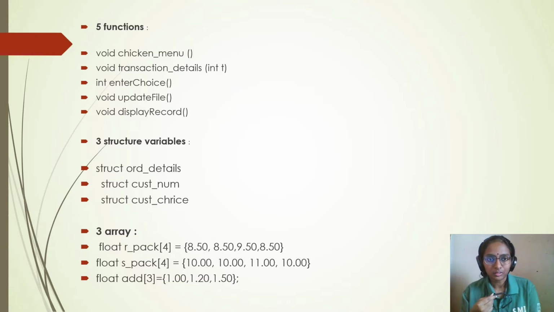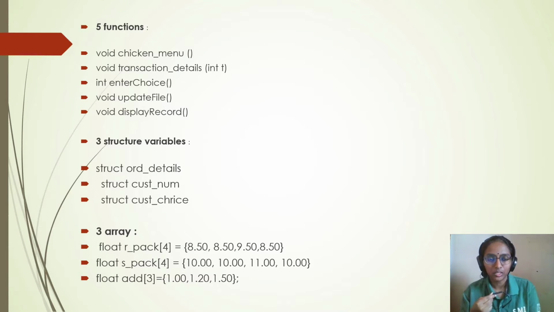And then we have 3 structure variables. Order details is for all the order details of each customer. Customer num is for the loop for the system to run for how many customers and packets. And then cost price is to count the total amount of all the orders.